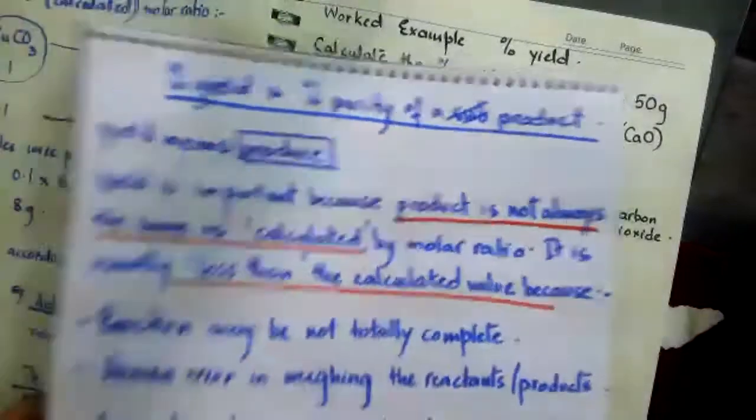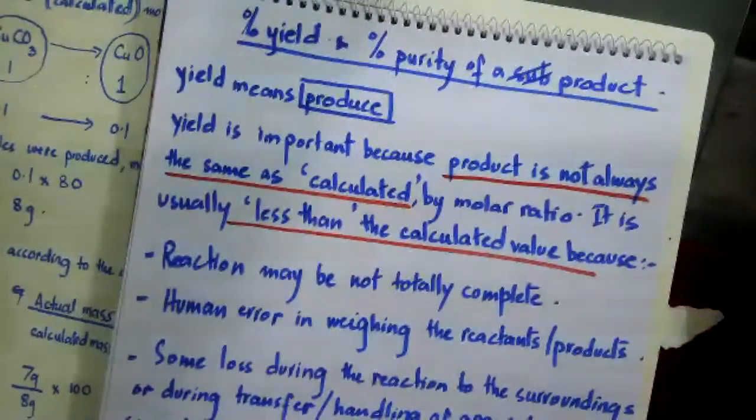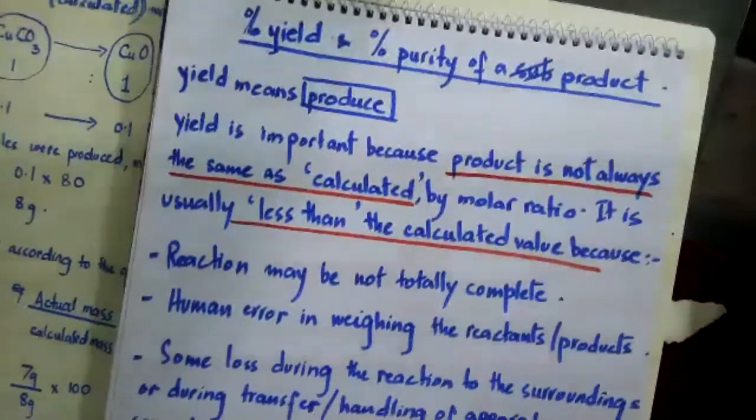Okay, first let's try to understand what we mean by percentage yield and percentage purity.